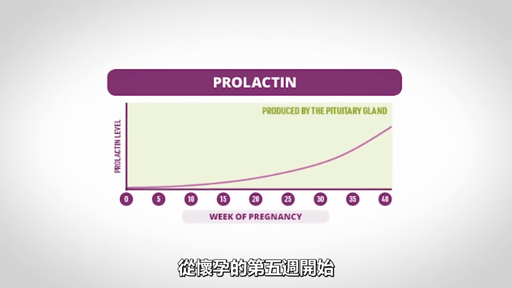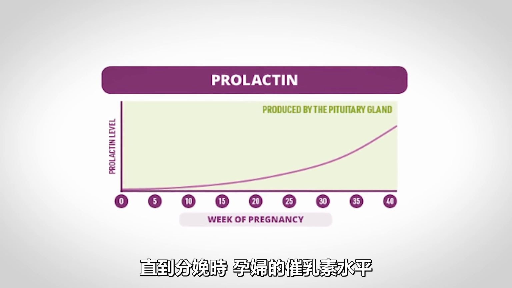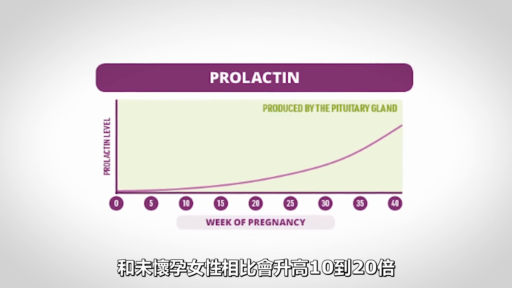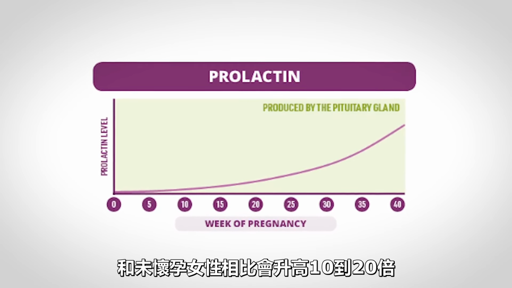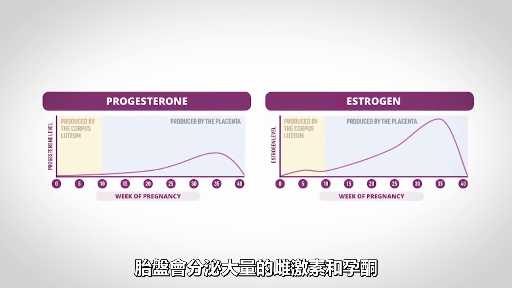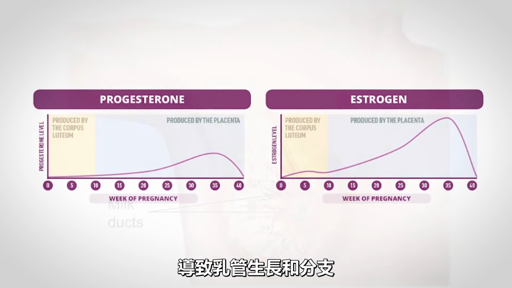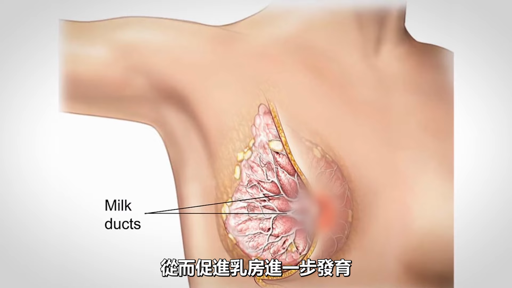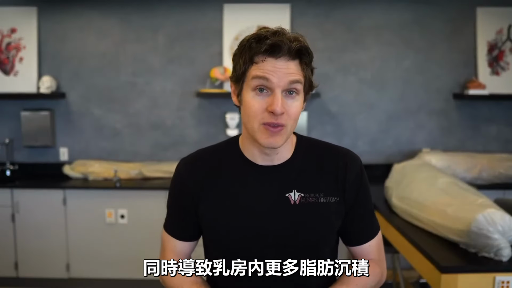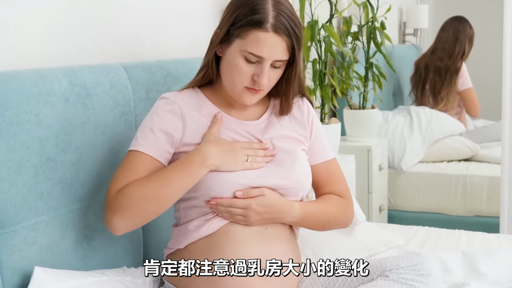The prolactin levels will steadily rise from about the 5th week of pregnancy until birth, by which time the prolactin levels have risen by about 10 to 20 times that of the normal prolactin levels seen in a non-pregnant female. At the same time during pregnancy, the placenta is secreting large amounts of estrogen and progesterone, which causes even further development of the breasts by causing the milk ducts to grow and branch, as well as causes even more fat to be deposited within the breasts. And anyone who's been pregnant before definitely notices these changes as an increase in breast size.